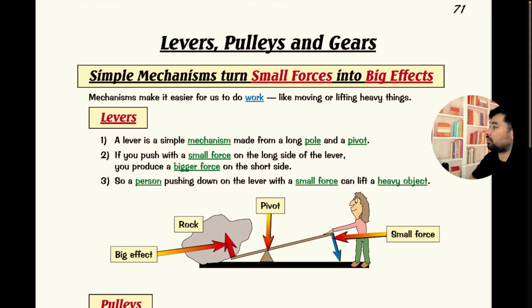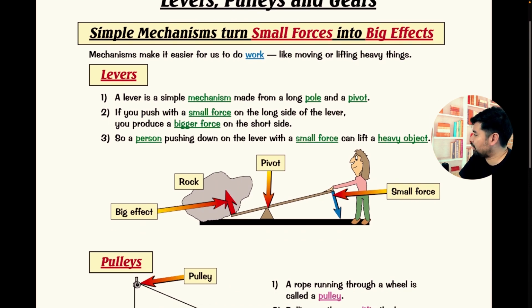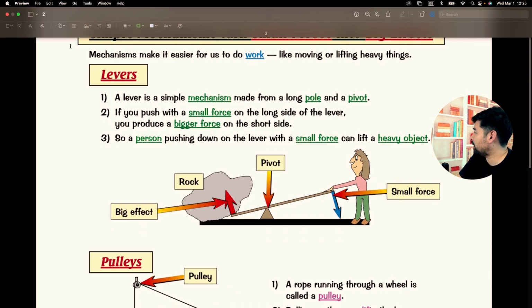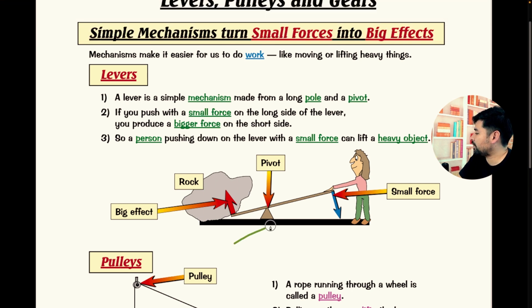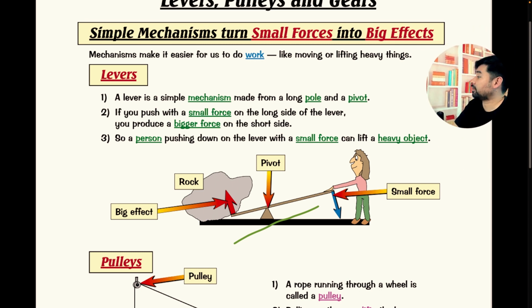Okay, so mechanisms make it easier for us to do work, like moving or lifting heavy things. Moving from one side to another, lifting it from the ground to the air. That's the point. So let's get back here. Let's begin with levers. Teacher, I forgot what a lever is. Again, I'm gonna circle here. This mechanism here is a lever. Okay, so let me move my head up and follow me.